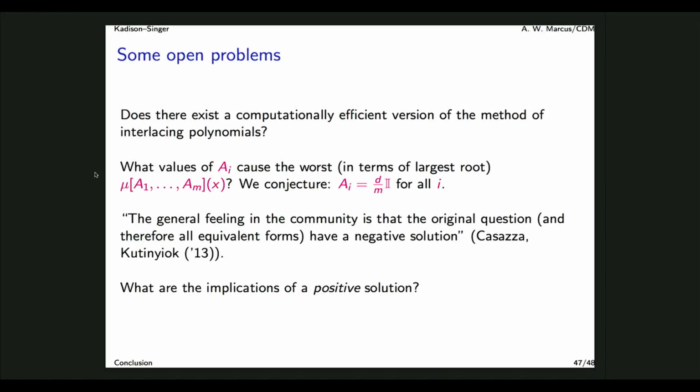And the last thing I wanted to mention was that, even maybe months before we were able to come up with our solution, people, well, I'll just read. The general feeling in the community is that the original question, this is referring to Kadison-Singer, and therefore all equivalent forms, have a negative solution.